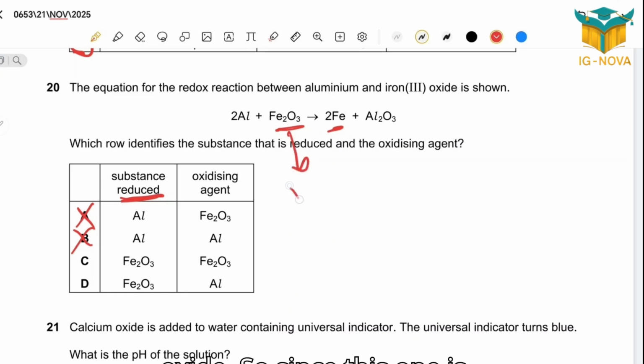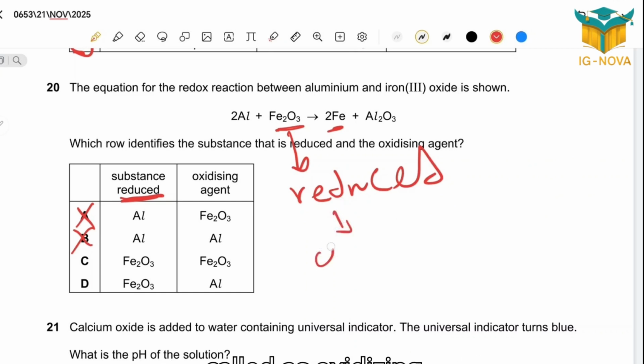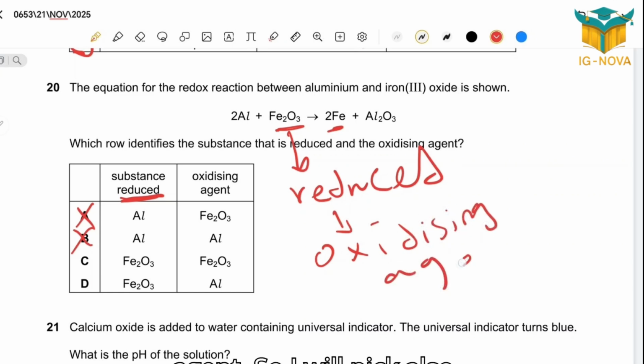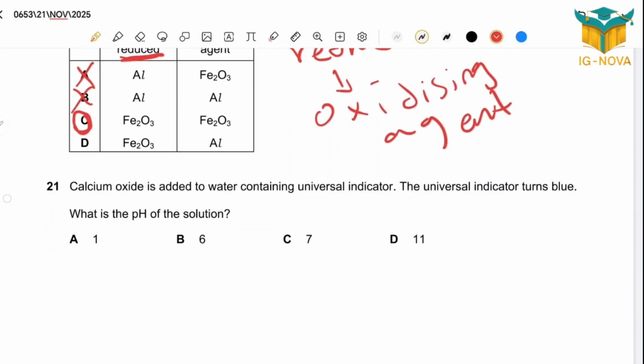Since this one is reduced, if you remember, the agent is always opposite to the process. So the substance that is reduced is called the oxidizing agent. So I will pick iron oxide also as the oxidizing agent. So the only option I have here is C.